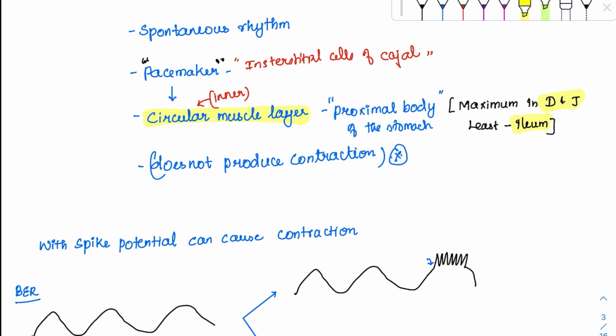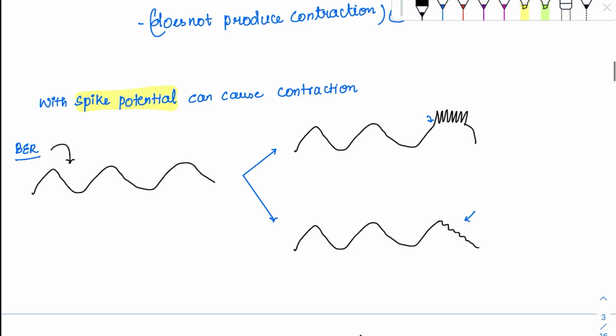So what is this spike potential? Suppose the first one is the basal electrical activity, shown here. Whenever any impulse comes, for example, let's take the most important neurotransmitter for peristalsis or any movement in GIT, it is acetylcholine. Whenever acetylcholine comes and activates this basal electrical activity, it will generate something like this, a lot of potential. This is called the spike potential.